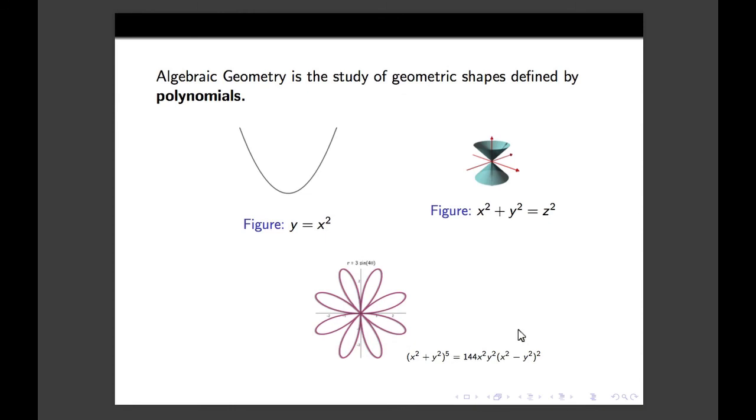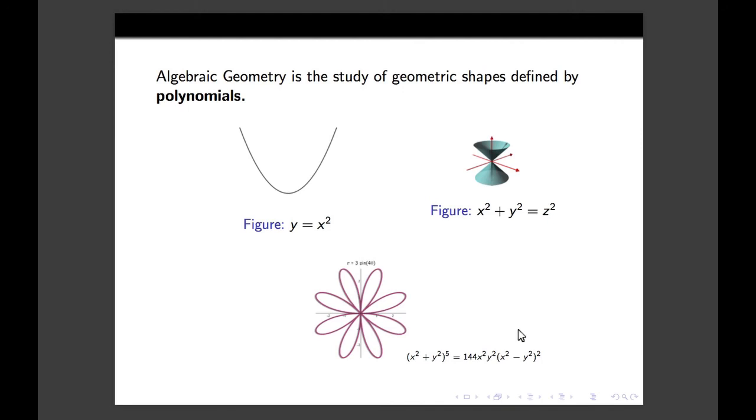So algebraic geometry is a branch of mathematics. It's actually one of the oldest branches of mathematics. And what it is, it's the study of geometric shapes defined by polynomials. Or you can think of it as the study of solutions to polynomials. So this has been going on since the Greeks. I mean, it's been going on for a very long time.